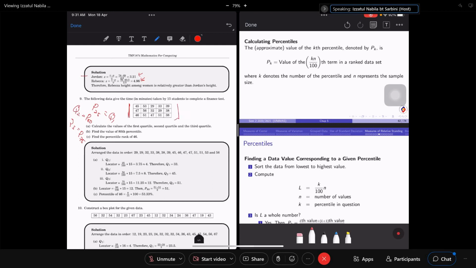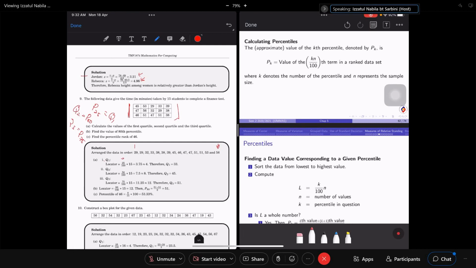What we do is arrange the data first, because later we have to locate the quartile. So you arrange the data in order, from minimum to maximum, all 15 data. Then you calculate the value for the first quartile. We know the first quartile is 25, so we want to locate where the 25 is.